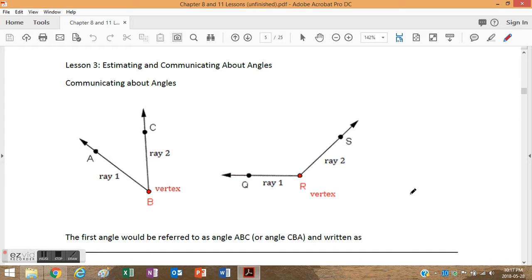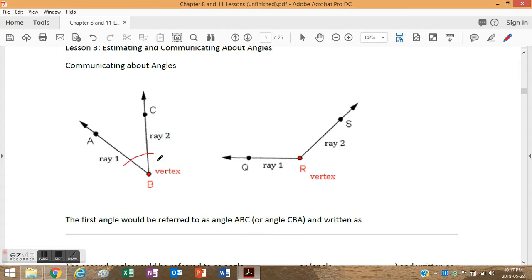Thinking back to yesterday, each of these angles is made up of 2 rays, which again are lines, or line segments, that start at an endpoint and continue off. This ray 2, for example, continues forever off in this direction. Ray 1 continues forever off in this direction. We really don't care about how far they continue. What we really care about when we're talking about angles is the angle between them. So when we talk about this very first angle, we talk about it as angle ABC.